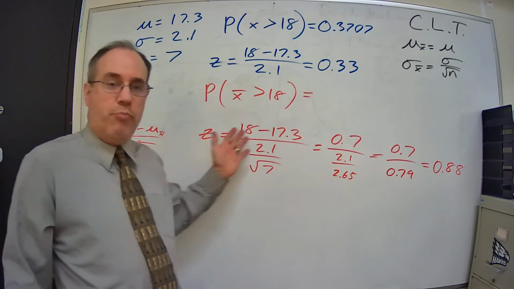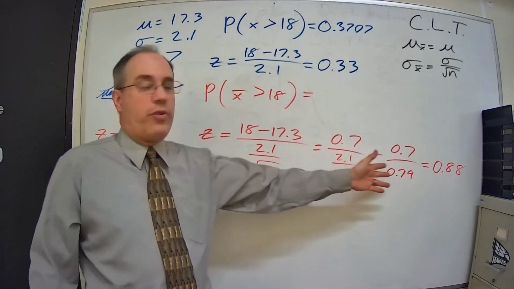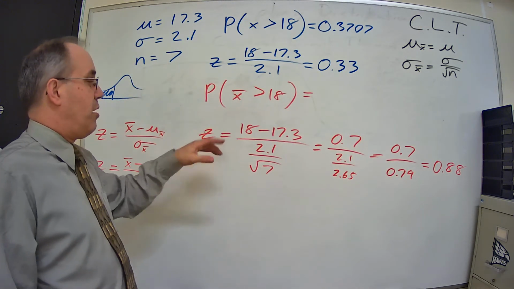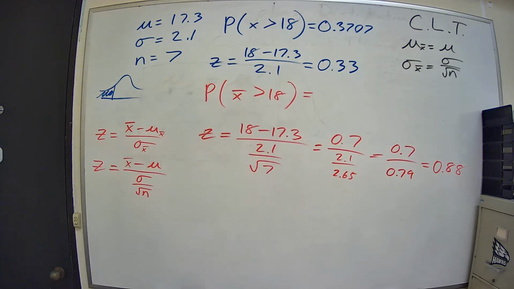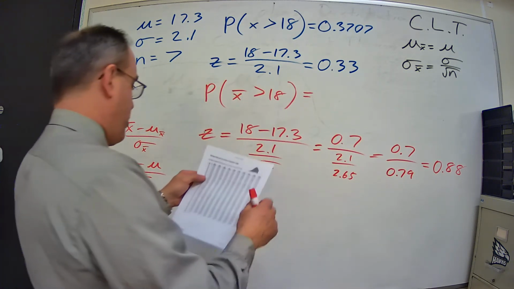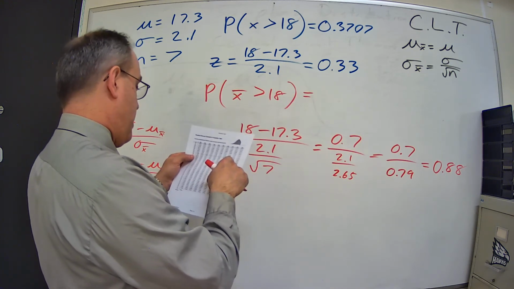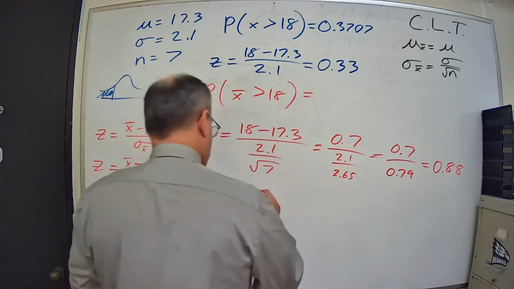So, most important thing with this, make sure you keep those order of operations going correctly so that you get the correct value. So now we get a z-score of 0.88. So I can look that up in the table. 0.8, I go over to 0.08, and I get 0.8106.